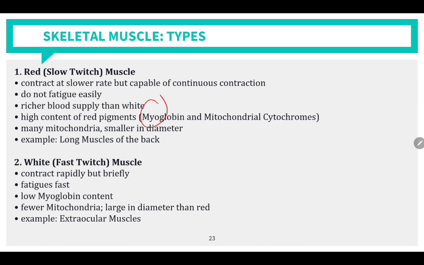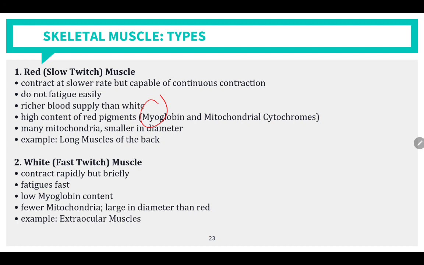For the white muscle, which is the fast twitch muscle, it contracts rapidly but briefly. It is quickly used and it fatigues fast. It has low myoglobin content and fewer mitochondria that are large in diameter than red. An example of this is the extraocular muscles.